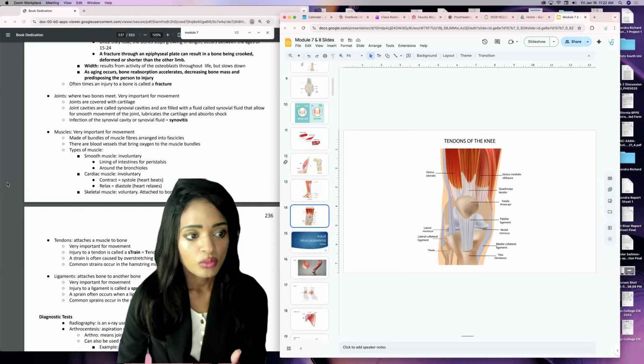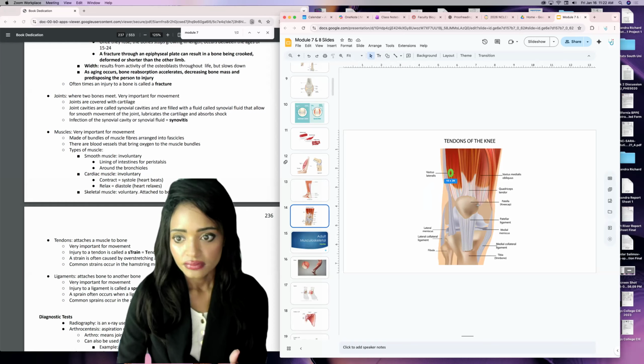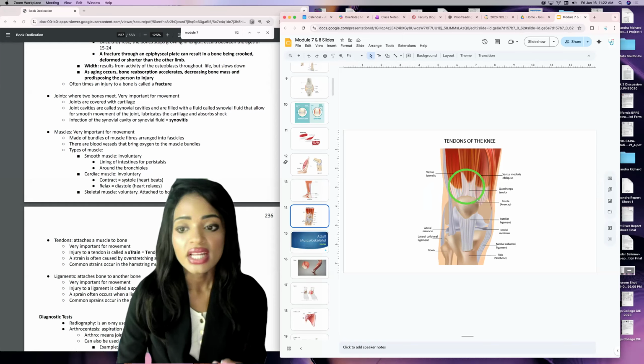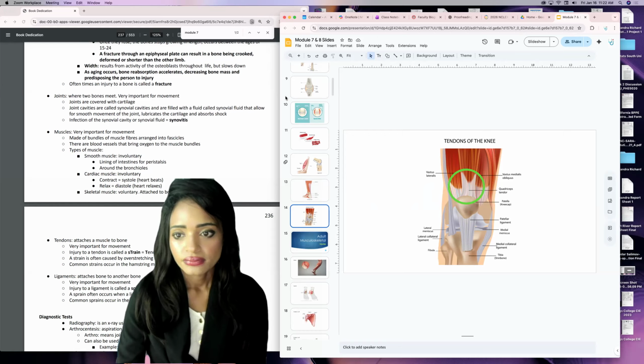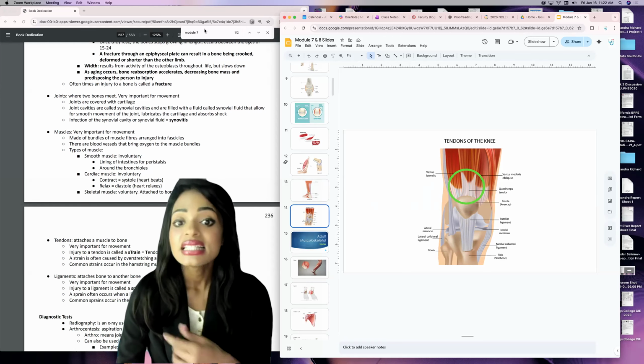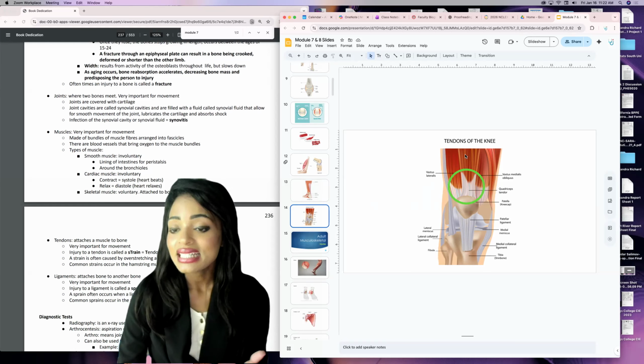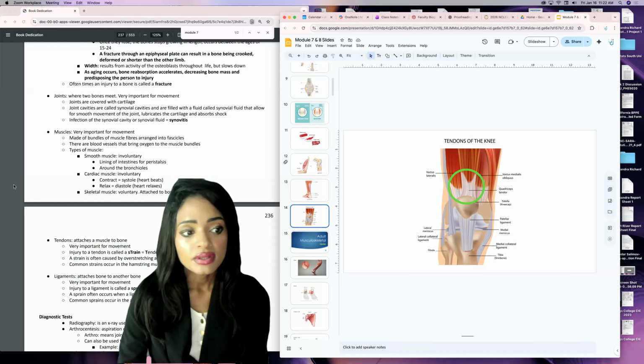Let me make that more thick. One moment. So tell me in the chat, what I just circled, is that a tendon or a ligament? It's a tendon, very good, because it connects a muscle to a bone, right? This is your patella, right? Very good.